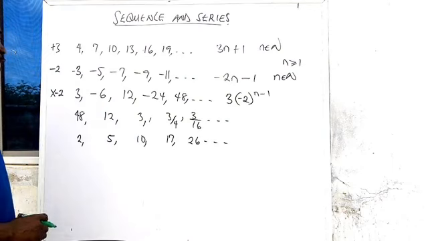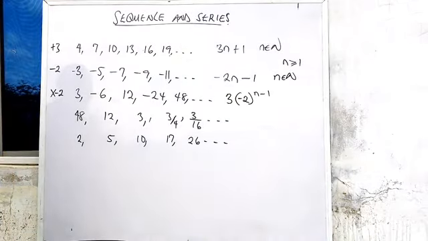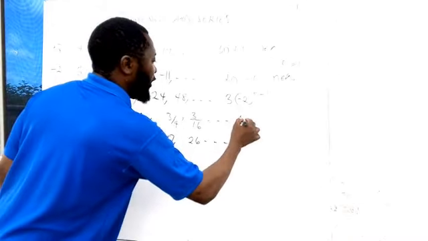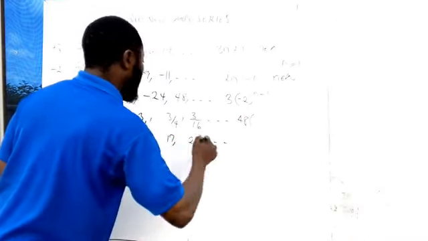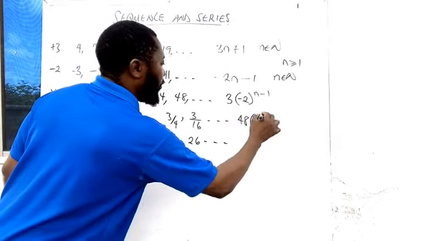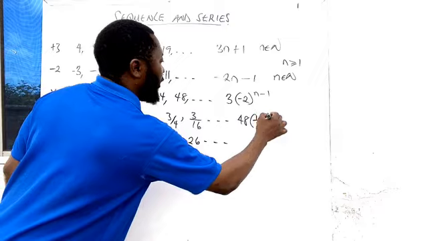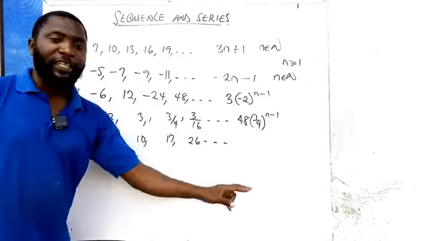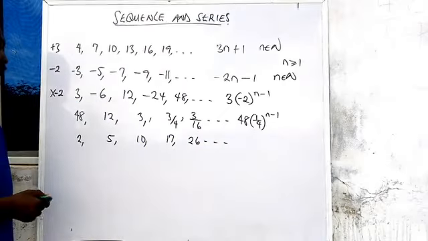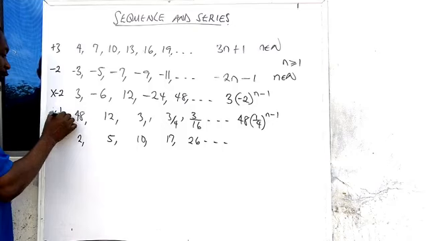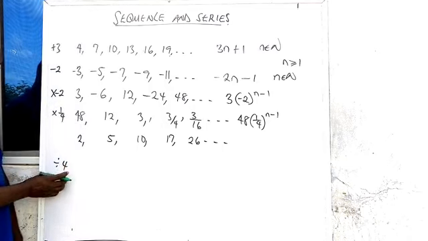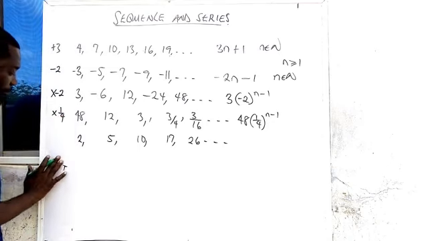So here, how do we generate the nth term for this? Just like this one also, I can write this as 48 times 1 over 4 raised to n minus 1. When you divide by 4, it means you are multiplying by 1 over 4. You multiply by 1 over 4, or you say you divide by 4, either one. Either you write this or use this.